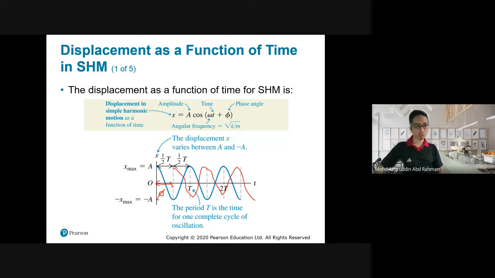Okay, so this is the normal graph. This is a half period. This is one period. Or if you want to draw it from here, that's also one period, meaning from 0 to 0, or from A to A. So that's the period. And x at the maximum value is the amplitude.